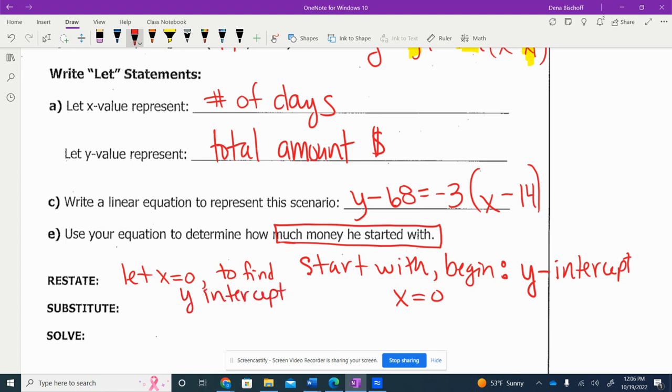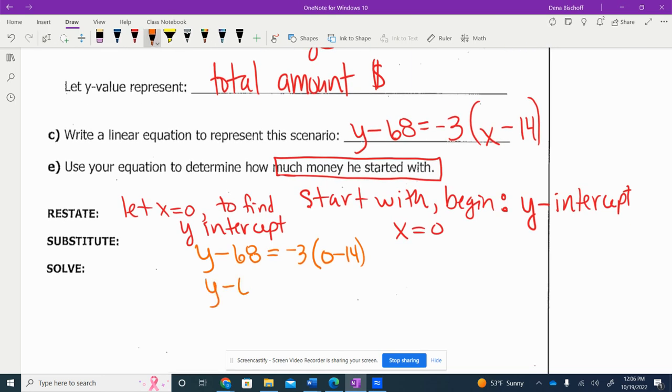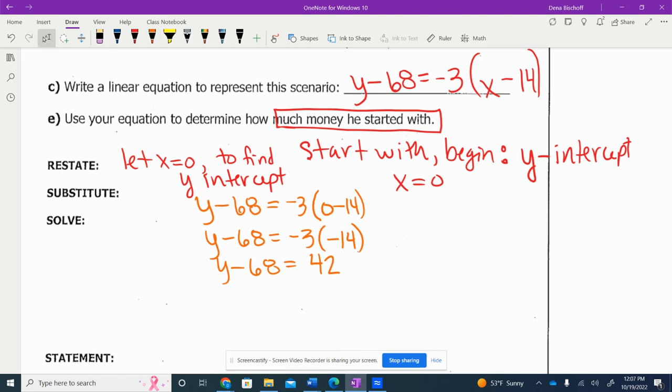That's what I'm going to do. So let's see. I have y minus 68 equals -3 times the quantity 0 minus 14. Well, what is 0 minus 14? -14? Yeah. And -3 times -14 is a positive 42. Okay, I'm almost done getting y all by itself. What do I have to do next? Add 68 to both sides.